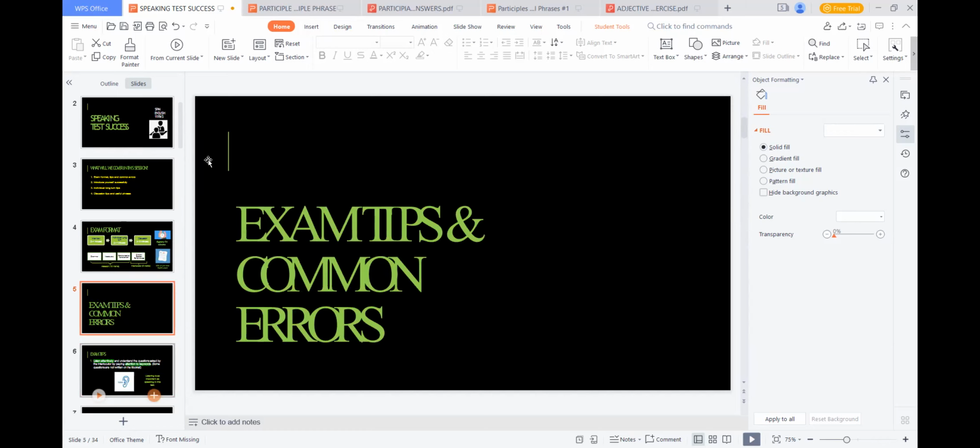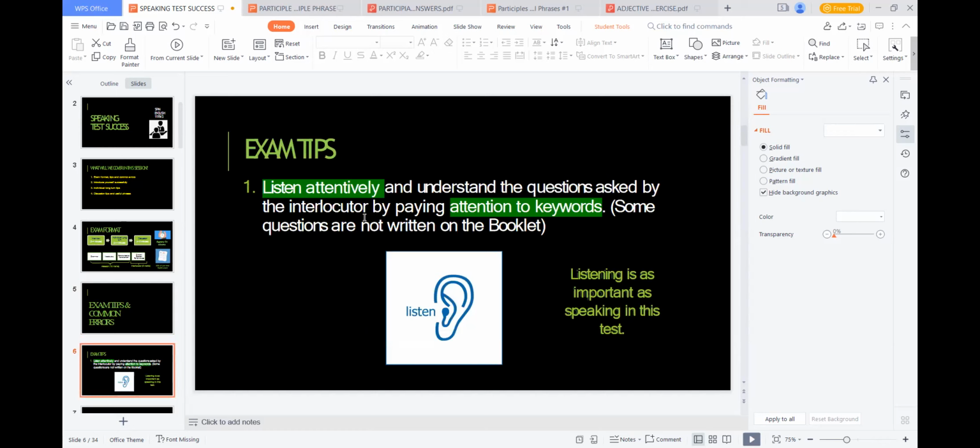How do we score? For exam tips, can you read the first part? Listen attentively and understand the question asked by the interlocutor by paying attention to keywords. Some questions are not written on the booklet. Written, this one is pronounced as written. Okay, written on the booklet. So listening is equally important. You have to listen attentively and also to the keywords mentioned, because some of the questions are not written on the booklet. You won't be able to see the question, but you have to hear, you have to listen. So listening is as important as speaking in this test.